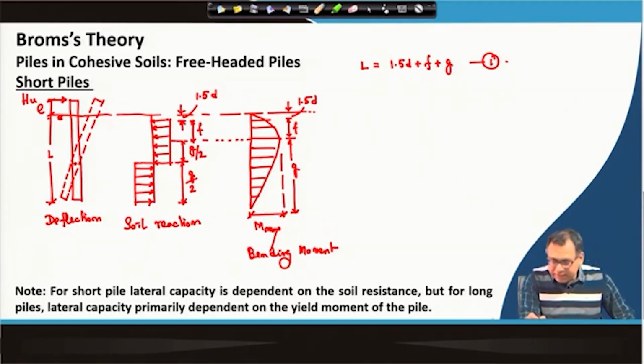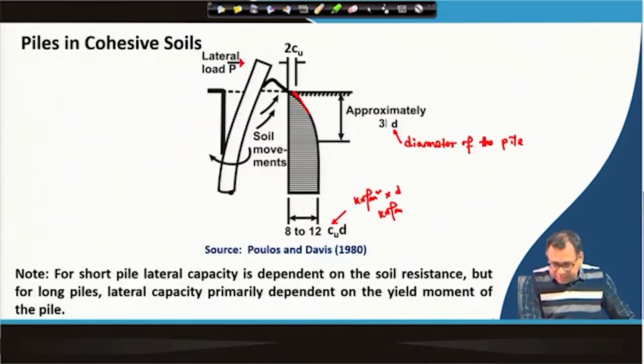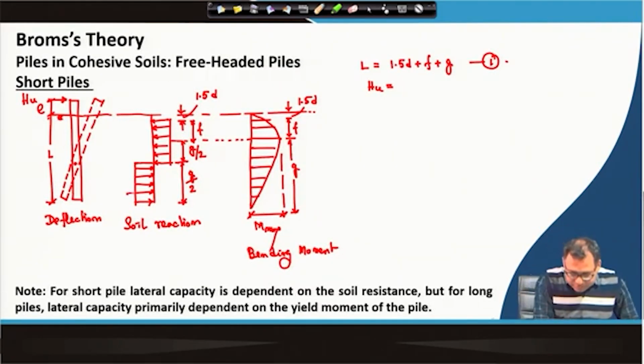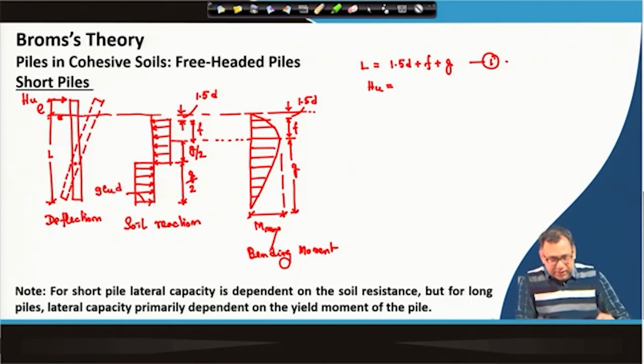So, I can write that HU will be equal to, because this G by 2 will cancel out, this will equal to... and another thing that I want to say is that from this diagram, this uniform portion varies from 8 to 12 Cu. So, Broms has recommended that this value is 9 Cu, and then we can multiply by d. 9 Cu is kilonewton per meter square. So, this stress I can represent per meter. That means, if I multiply with the diameter of the pile, it will be kilonewton per meter.